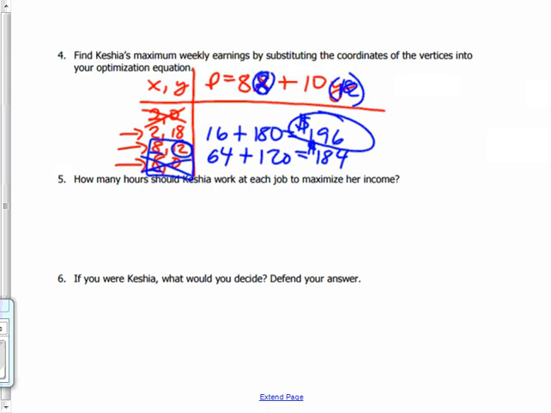Now, do you get how, so this point is your answer. How many hours should she work? Okay, X is 2, so that's 2 hours of tutoring and 18 hours of restaurant.